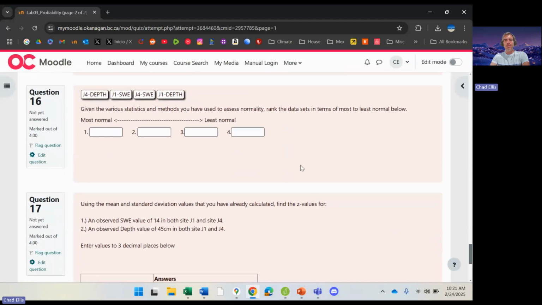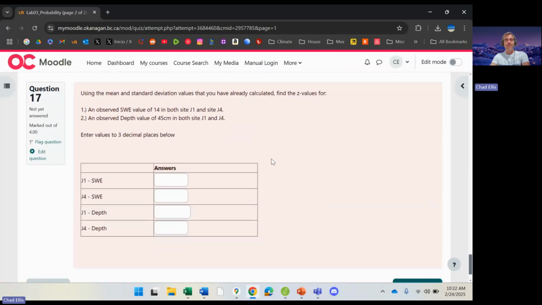So you've done a few things to look at the normalcy of your data set. So based on that, you're basically going to rank your data variables and sites going from the most normally distributed, again, looking at those QQ plots, the histograms, and the p-values for the Shapiro-Wilk test. You're going to be putting in the most normally distributed data set in position 1 and the least normally distributed data set in position 4.